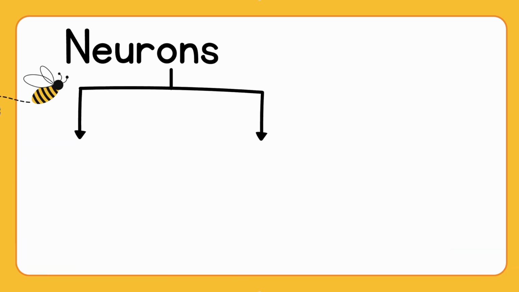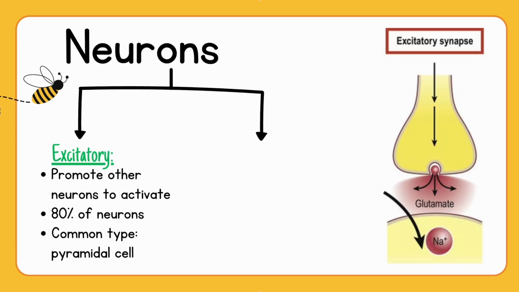There are two main types of neurons. We have excitatory neurons, which promote other neurons to activate. And moving forward, I'm going to call activating an action potential. An action potential is where the neuron gets excited and is able to generate its own impulse in order to elicit a response in another neuron.